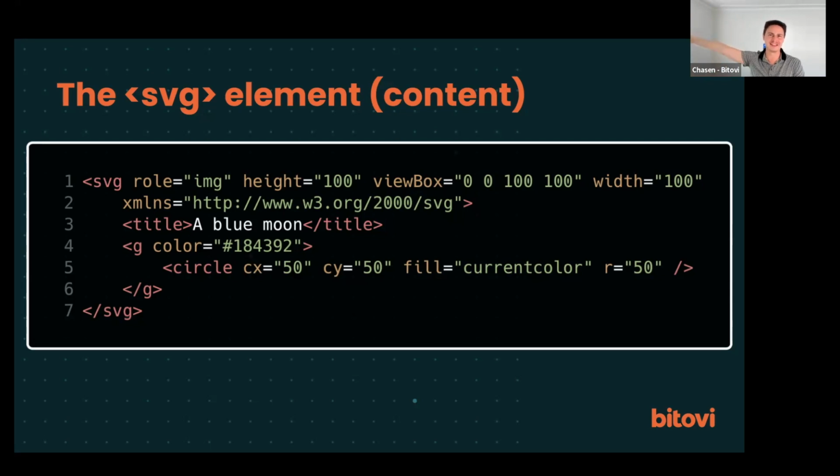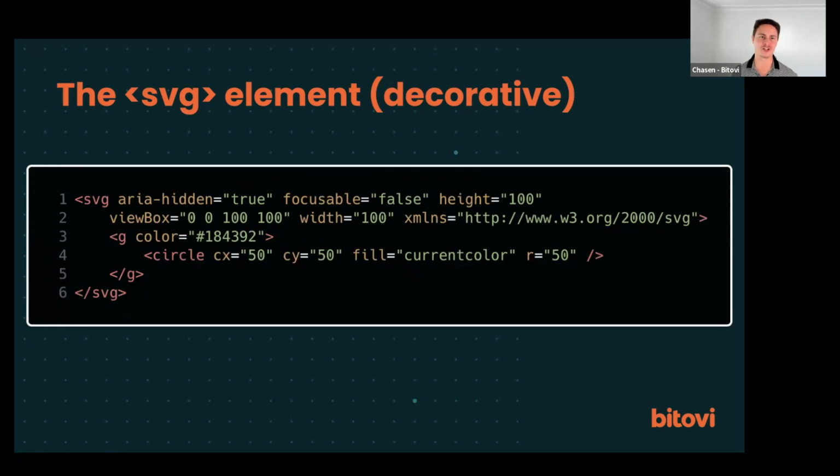What happens if you don't include these? Who knows? It's the Wild West, right? If you don't have role image and the title with the alt text, if you have a combination of those, or if you have neither of those, who knows what's going to happen? It depends on browsers. It depends on assistive technologies. So if you have a content SVG, you always want to provide these two. If you have a decorative SVG, you use completely different attributes.